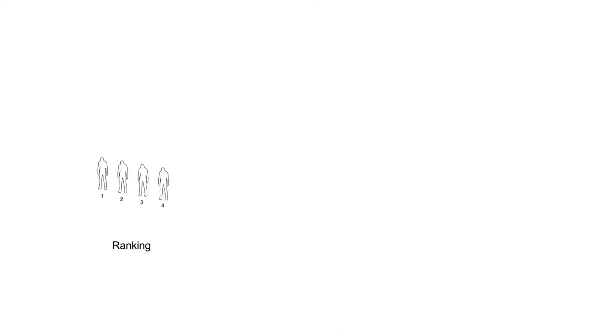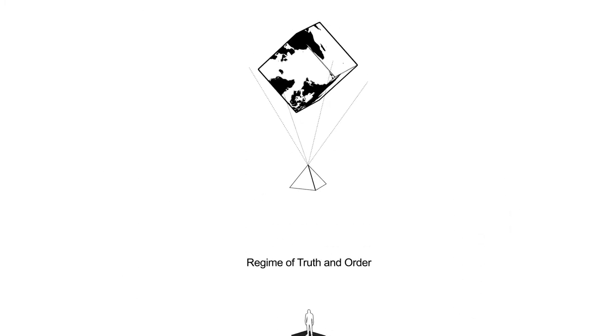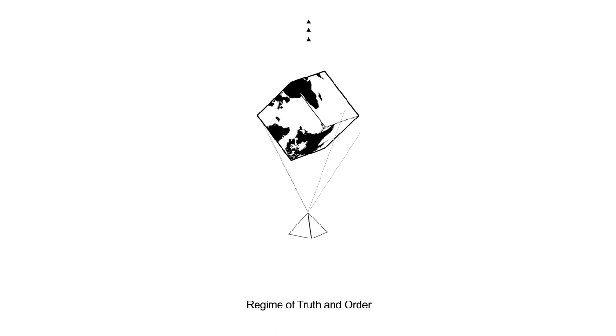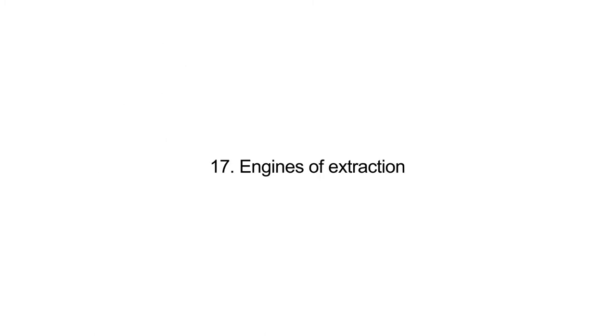16. Projection of the world. Instruments of measurement and perception are ranking and defining hierarchies and relations between content, users and meaning. They define the digital regime of truth and order. This regime is a prism through which the world is projected in the form of the constant stream of spectacles on the walls of the caves.